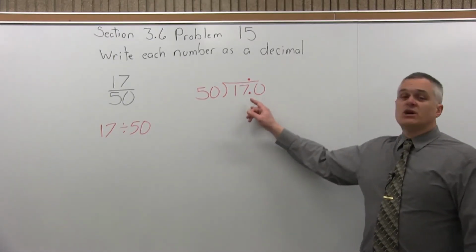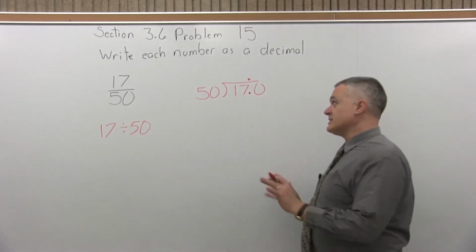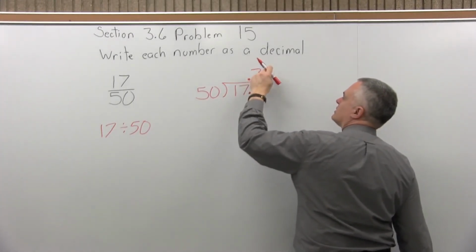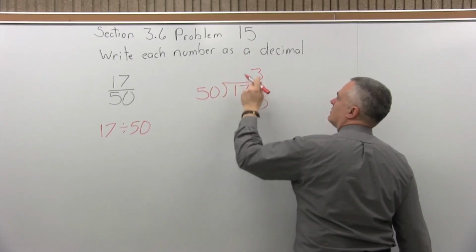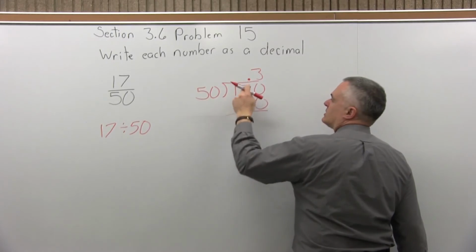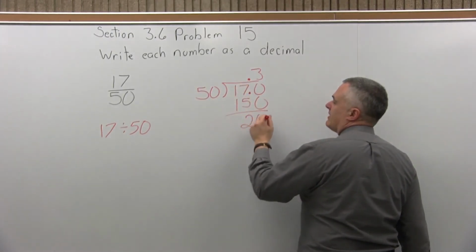So 50 divides into 170, that'll work. 3 50s is 150. 4 50s is 200. So 4 is too much. 3 is as close as I can fit. So 3 times 0 is 0. 3 times 5 is 15. So that's my 150. Subtract 170 minus 150 will be 20.